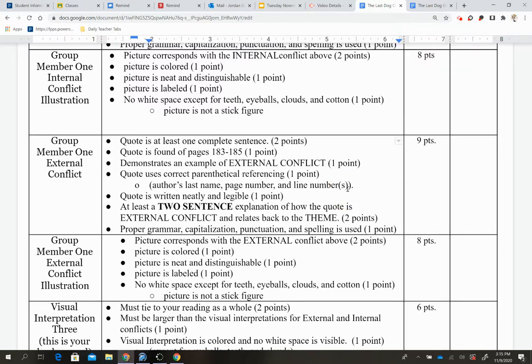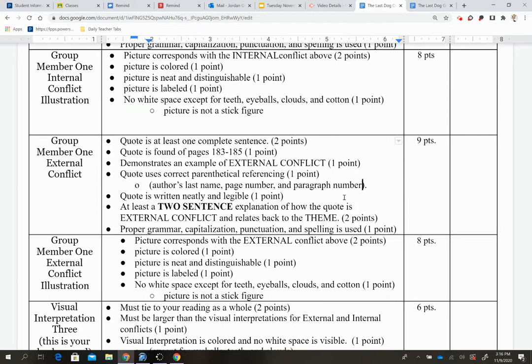Then you use the correct parenthetical referencing, which is going to be the author's last name, page number, and, remember, I put line number, but it should say paragraph number here because we don't have lines on this one. Your quote is written legibly and neatly. You have a 2-sentence explanation of how your quote is external and how it relates back to your theme. An external conflict is going to be something that happens outside of the body.